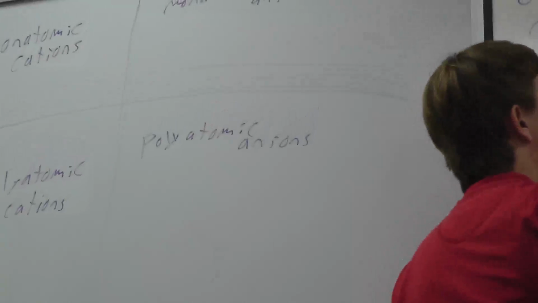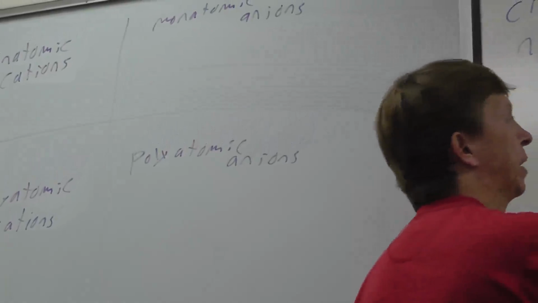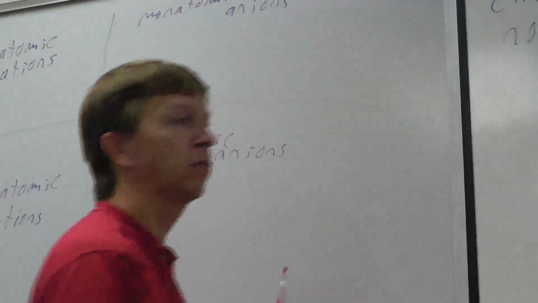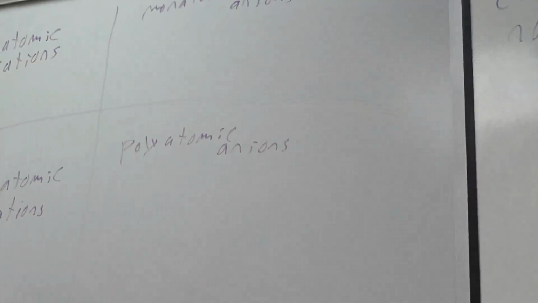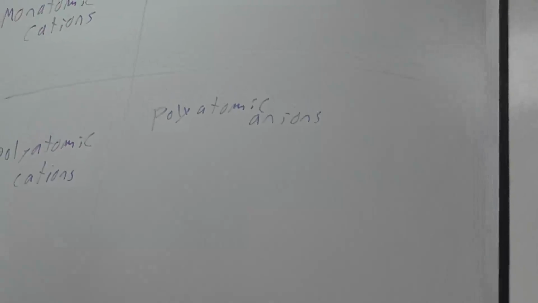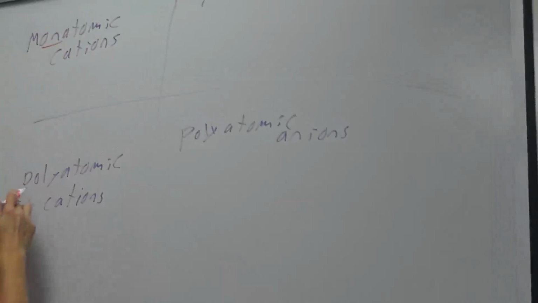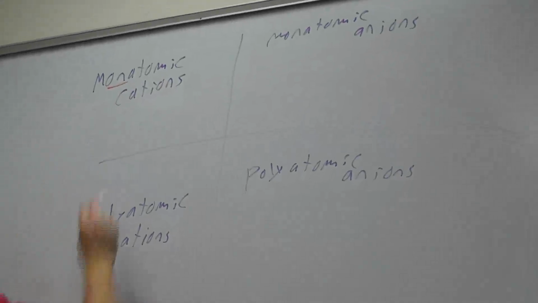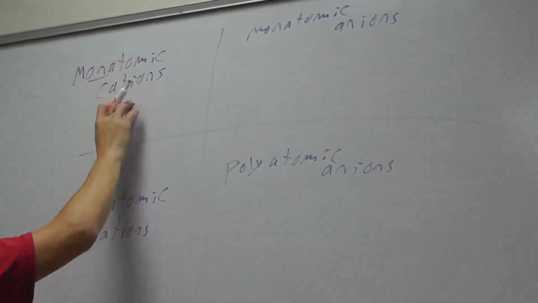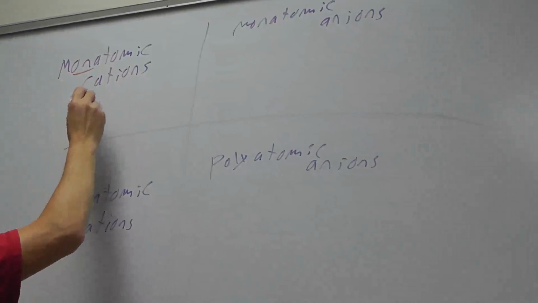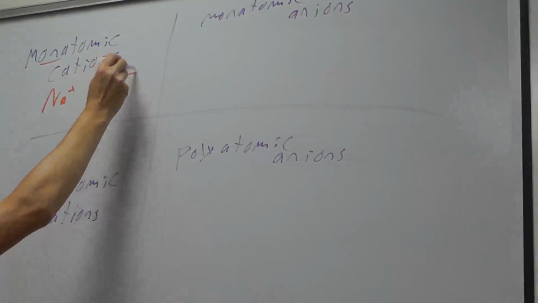The thing about naming an ionic compound is you're really not naming the compound. You're naming the cation and the anion as if they were completely independent of each other. Monatomic means single atom. Polyatomic means several atoms. So monatomic cations would be things like Na plus, Fe3 plus. It's single atoms with a charge.